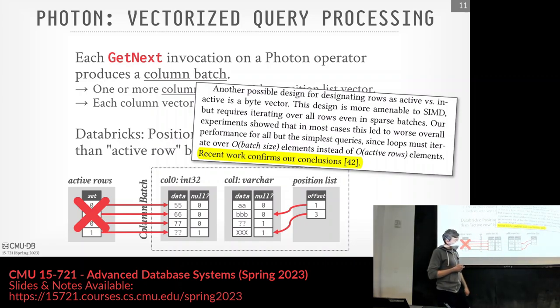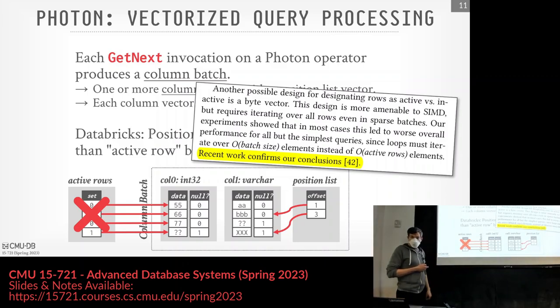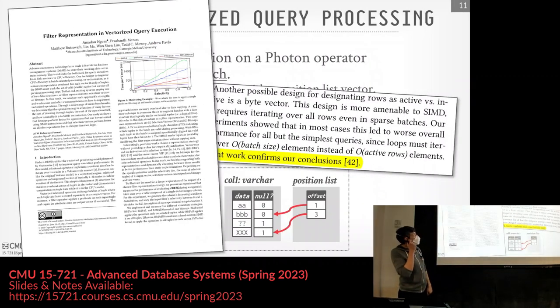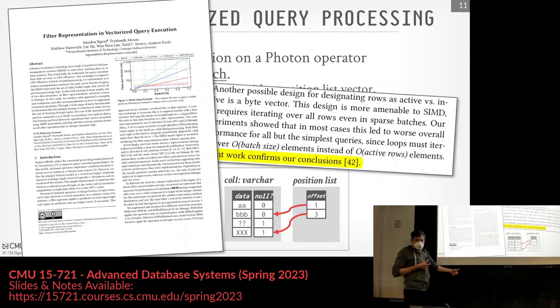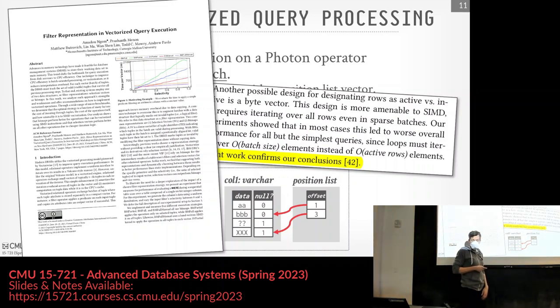Recent work confirms our conclusions. Did anybody follow this citation? It's our paper, which came out of this class. Amadou took 721, and now he's a PhD student at MIT. Prashant, we know about. Matt, you know about. Lin Wan, and then Todd Mowry. Amadou basically did an almost brute force sweep over all different variations of representing filters, the active row set or the position list, and figured out under what conditions one is better than another. In most cases, again, the position list is going to be better. It's only for the really extreme examples where the bitmap is better.